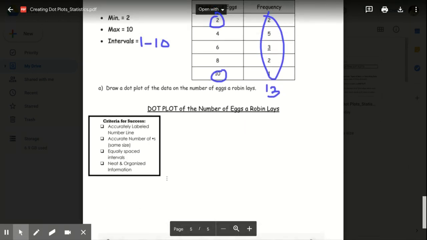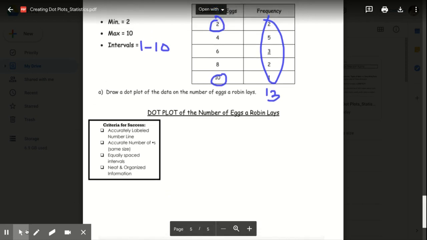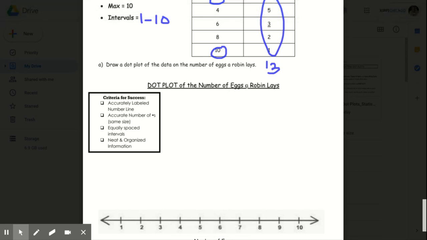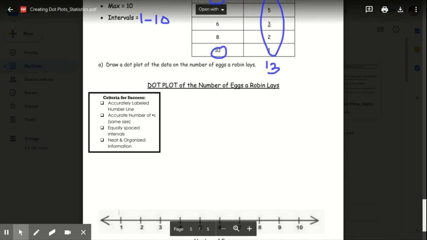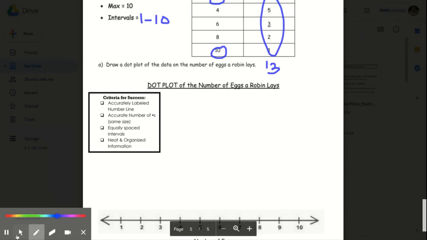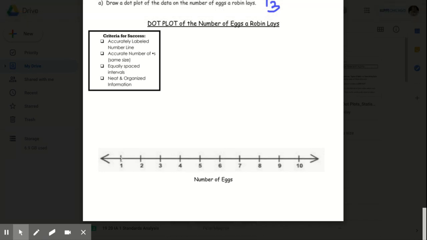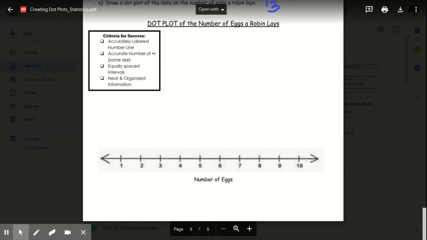Let's use this information down here. So my title: dot plot of number of eggs a robin lays. That's my title. Now, down here, I should have a label on my axis, my intervals: the number of eggs. How many robins lay 1 egg? How many robins lay 2 eggs? How many robins lay 3 eggs? All the way up to 10 eggs. Okay, now here we go.